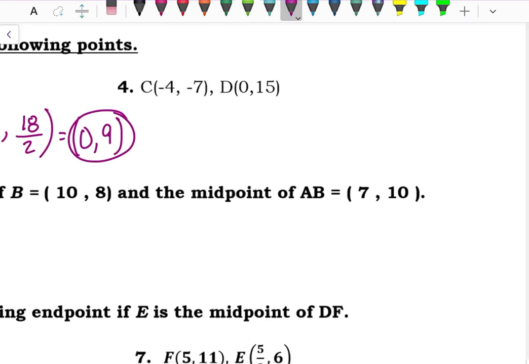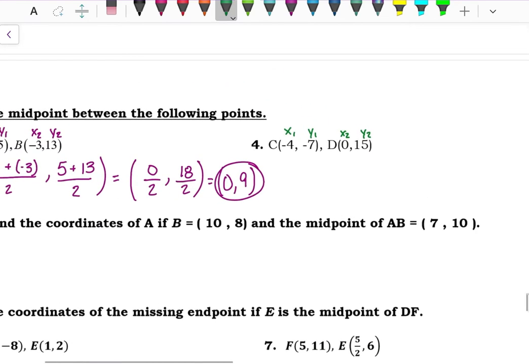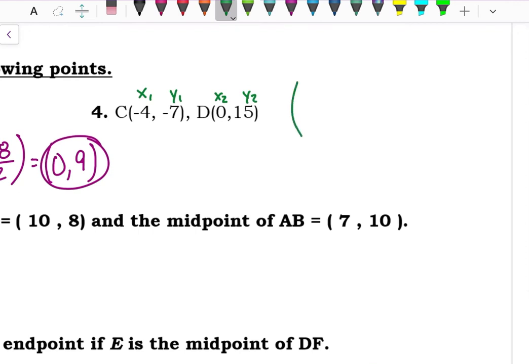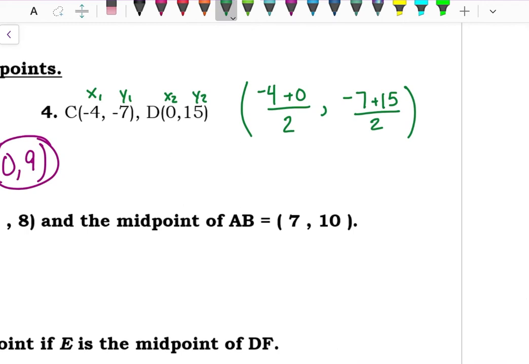Okay. Next example, we've got our x1, y1, x2, y2. Plug it all in. So we've got -4 plus 0 over 2, comma, -7 plus 15 over 2. -4 plus 0 is -4 over 2, and -7 plus 15 is, let's see if I can do it in my head, 8 over 2. Negative 4 divided by 2 is negative 2, and 8 divided by 2 is 4. So that's our midpoint.